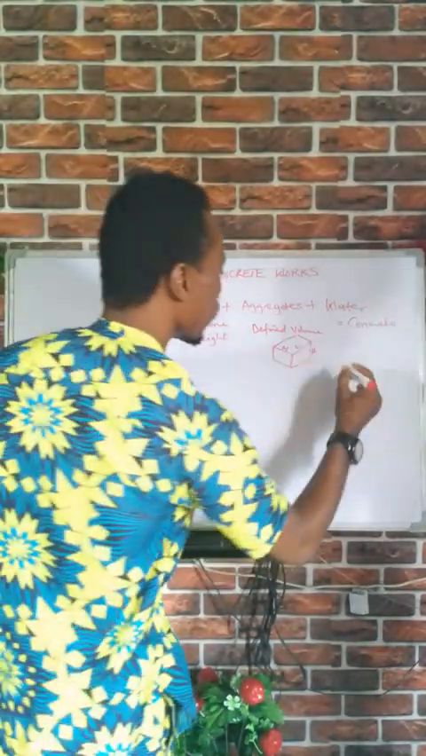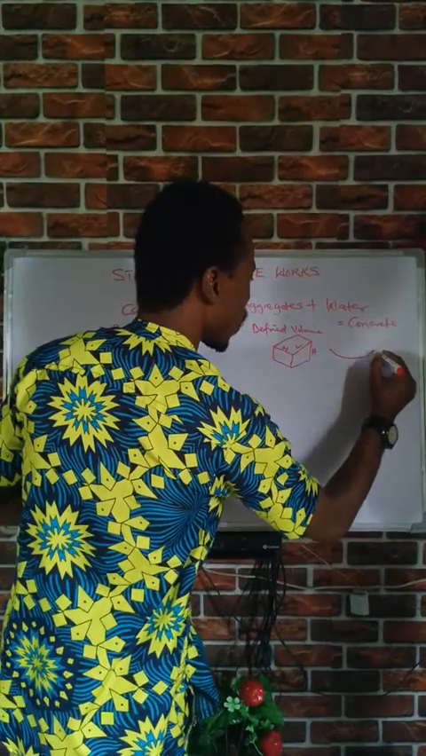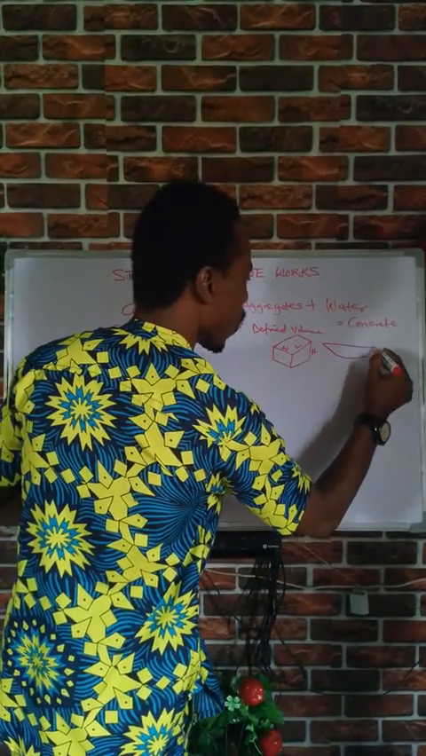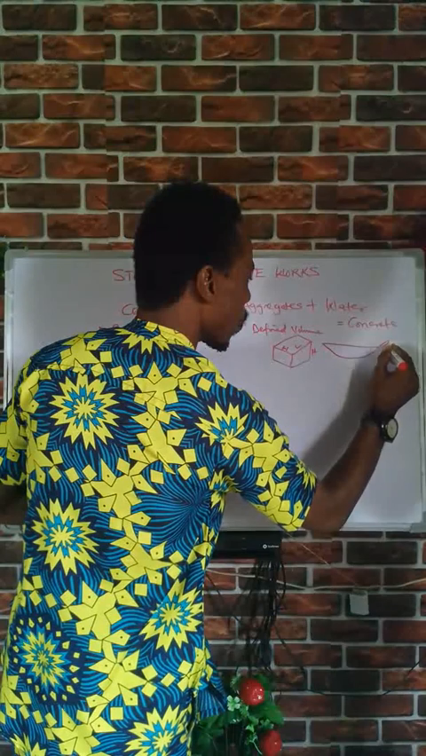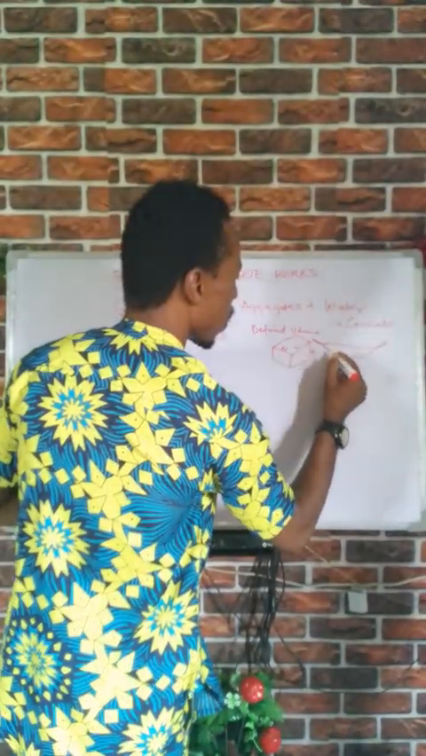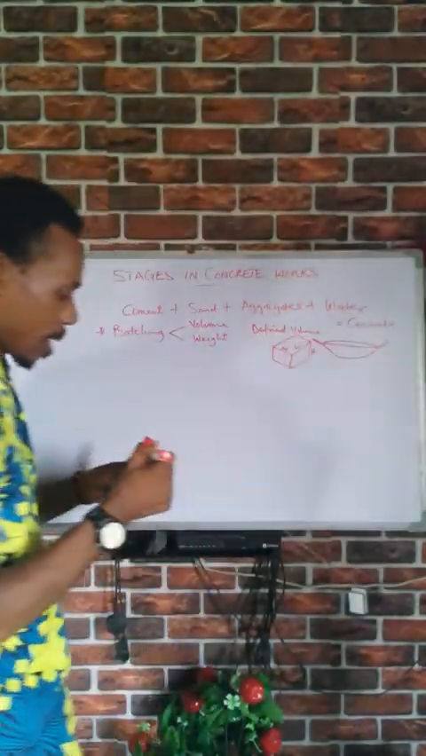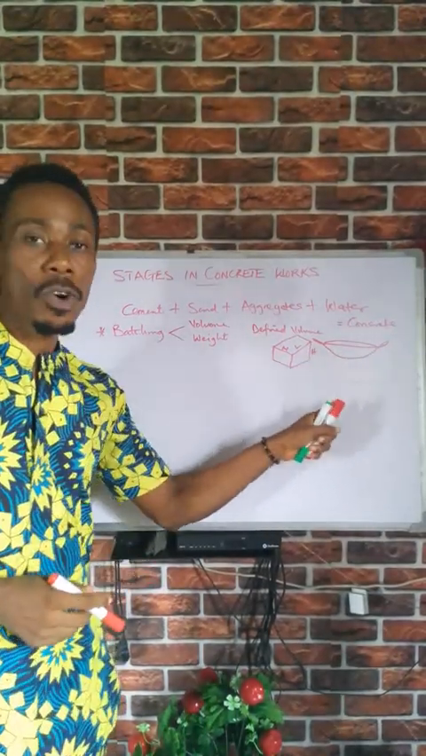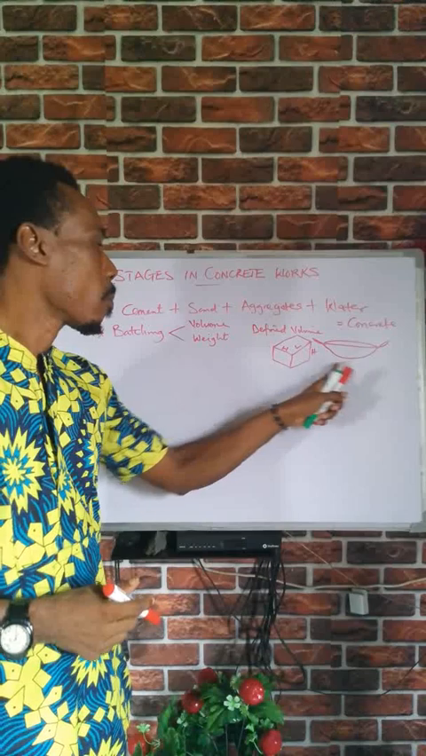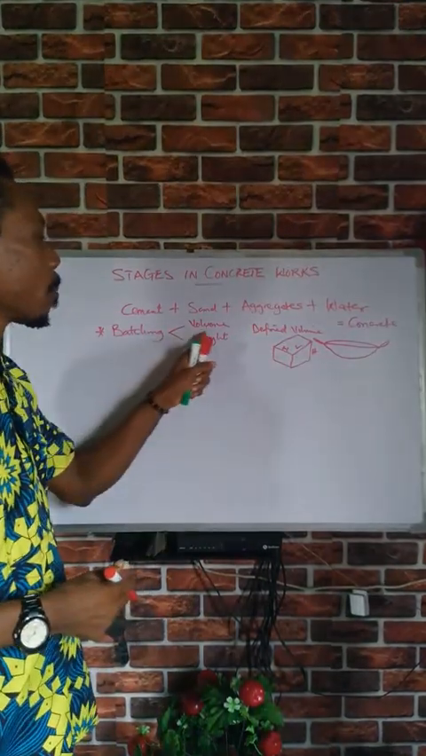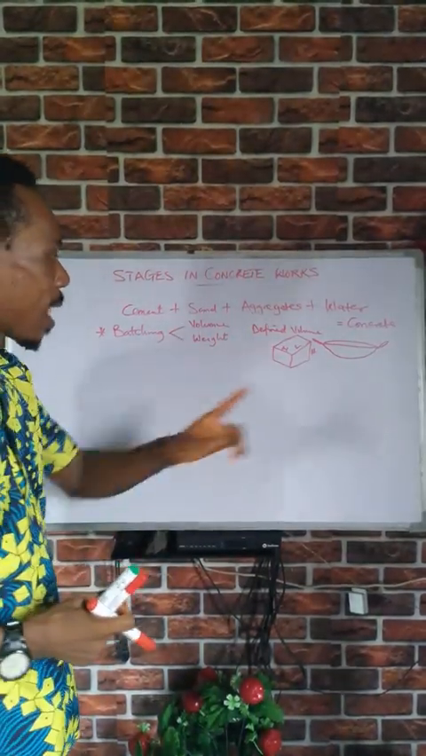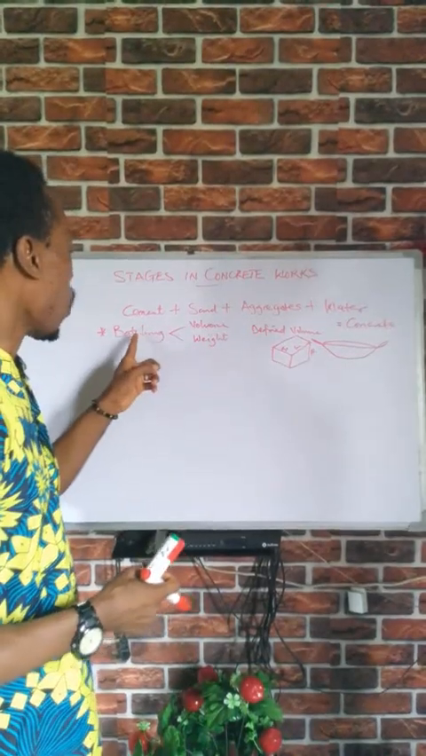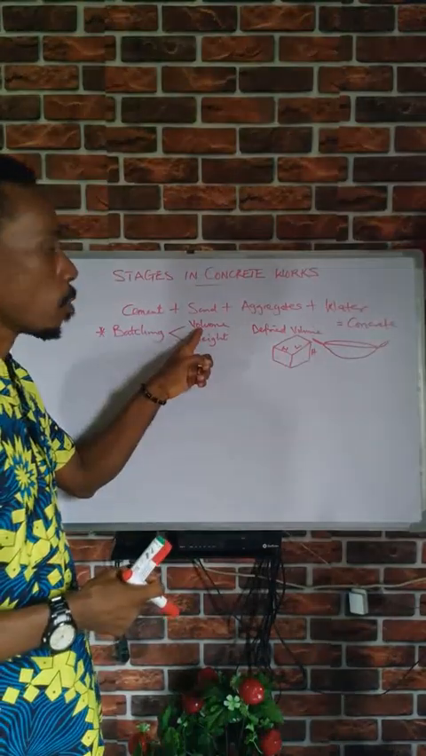Then in some cases you can use your head pan. You can use your head pan. Now this head pan also has a defined volume. Now when you're using your head pan, you're doing your batching by volume. So understand that when you're using a head pan, your batching is done by volume.